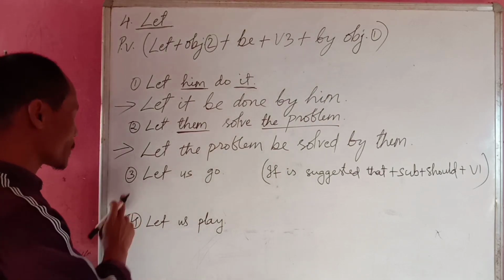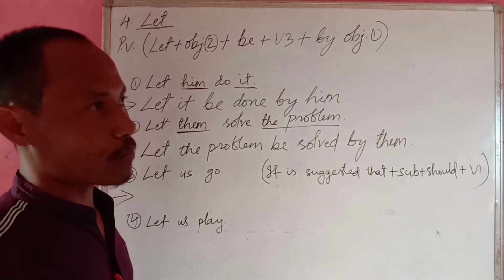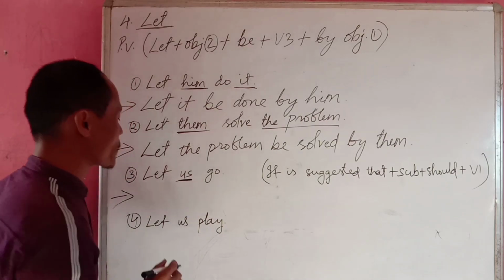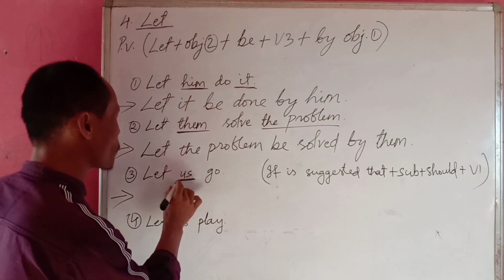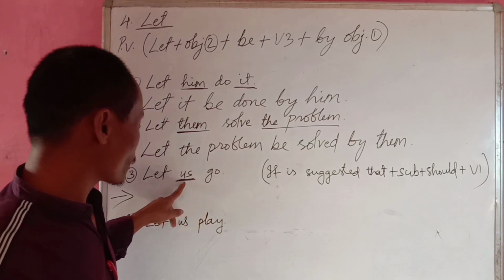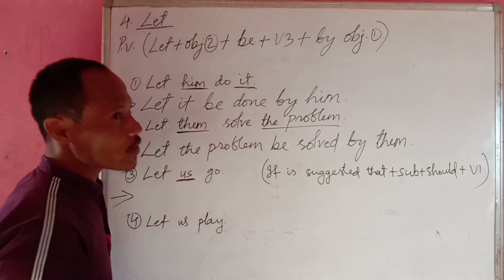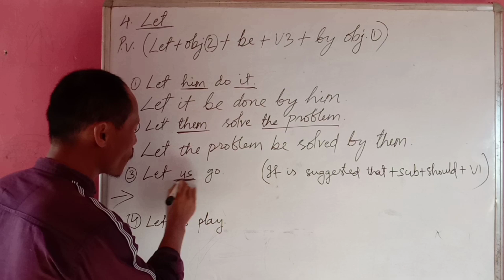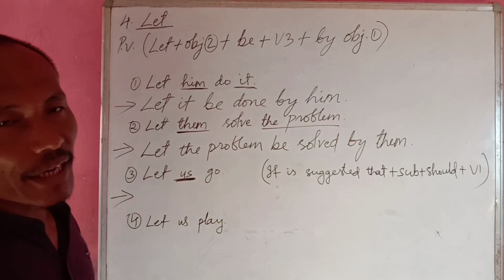But in the third and fourth example, here we have only one object, that is us. And as I've said, actually the first object in this type of sentences is the doer of the action. That is, this is the subject of the sentence, and the second object, the actual object, is not there. So in this type of situation, we have to apply another formula.